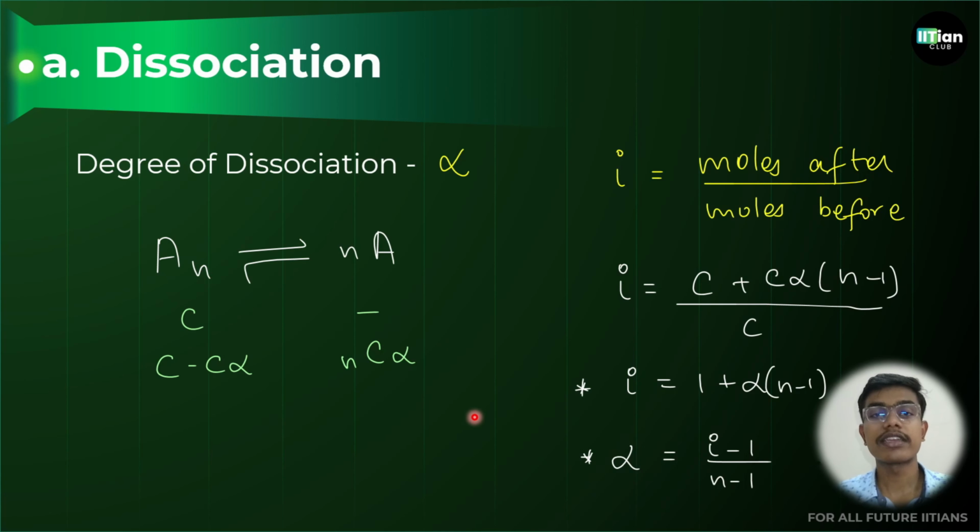This concept we'll be covering in the chemical equilibrium part. If you have covered it already, you will be getting this very easily. From this, we'll be calculating i, the Van't Hoff factor, that is moles after dissociation and moles before dissociation. We'll be adding all these: C minus C alpha plus nC alpha. And when we do that, we'll be getting this result. And from this, we'll be getting the degree of dissociation: alpha equals (i minus 1) divided by (n minus 1).